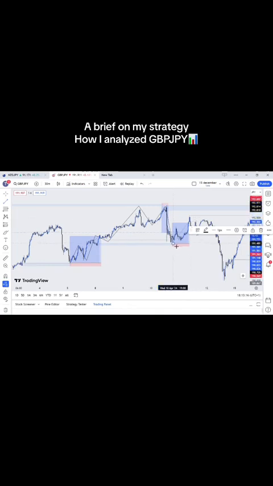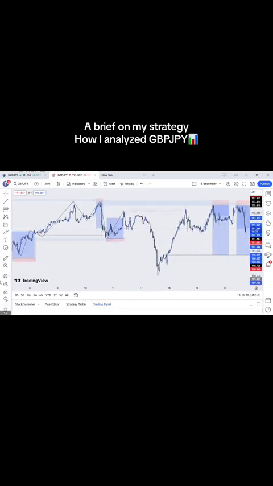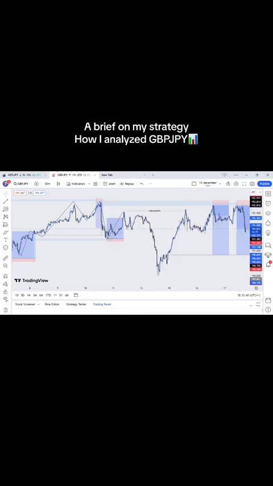And then after it shifted structure, it pulled back up. That place that it pulled back to is what I take as my liquidity. That is what I call inducement. Basically, the first pullback after a break of structure or after a shift in market structure. That is what you call inducement. That's what I use as my liquidity. So I'm going to mark it out here as inducement.